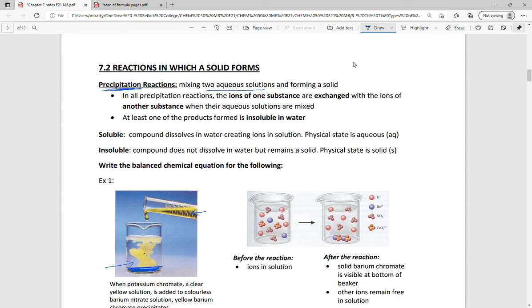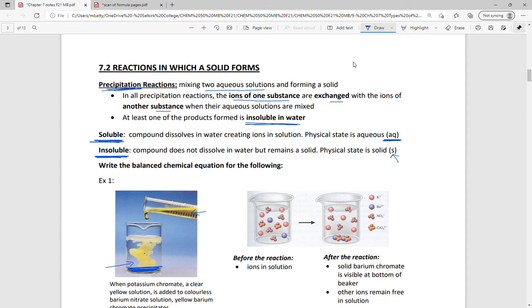So in all precipitation reactions, the ions of one substance are exchanged with the ions of the other. That is what we're talking about with the double displacement reactions. At least one of the products formed is insoluble in water. And so we talked about how things that are aqueous solutions are AQ, that's what happens when they're soluble. That's what happens when they dissolve. If something is an ionic compound, not all ionic compounds dissolve, we would say they're insoluble, and we give that physical state as an S in our chemical equation.